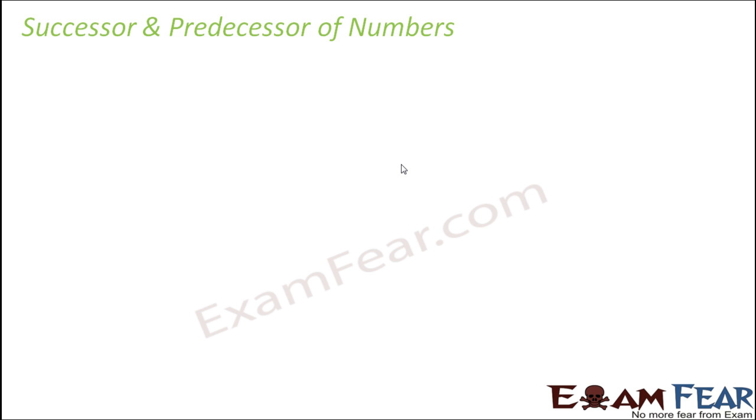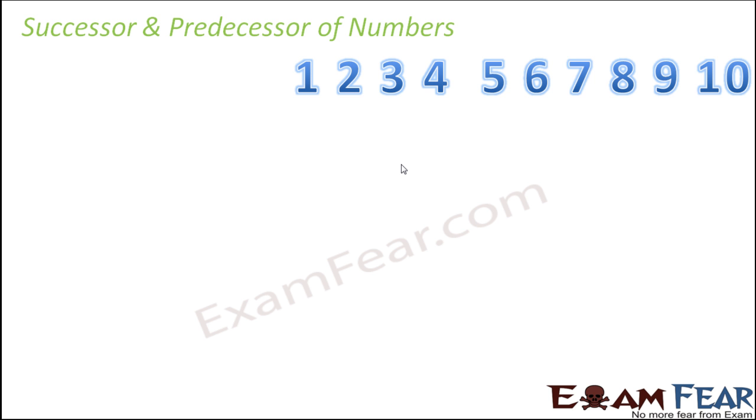So let us now look at successor and predecessor of numbers. So let us look at these numbers 1, 2, 3, 4, 5, 6, 7, 8, 9 and 10. Now looking at these numbers, you can very easily say what is successor of 5? Successor of 5 would be 6. Successor of 6 would be 7. Successor of 7 would be 8. Successor of 9 would be 10. So very easily you can say that looking at the sequence of numbers. Similarly, you can say that the predecessor of 5 is 4. Predecessor of 4 is 3. Predecessor of 3 is 2 and so on.